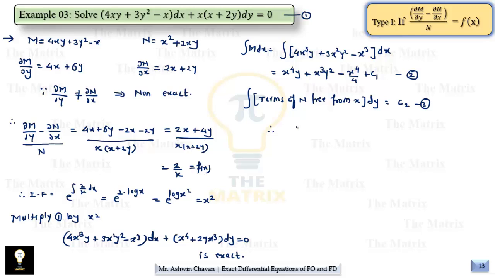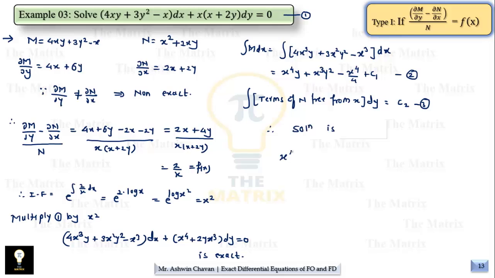Therefore the solution of such an exact differential equation is x raised to 4 y plus x cube y square minus x raised to 4 upon 4 plus c2 and c1. So this can be taken on the second side as C, some arbitrary constant or integral constant. So this is our final answer.